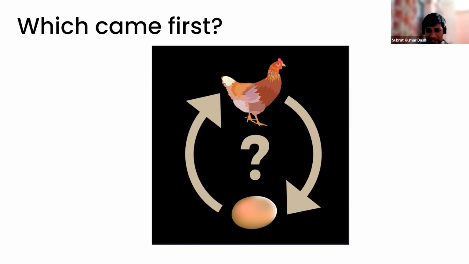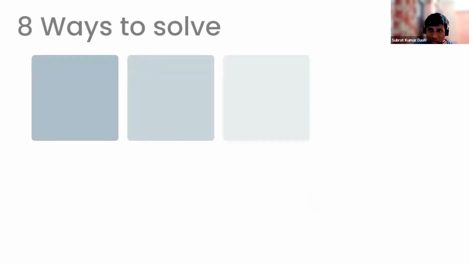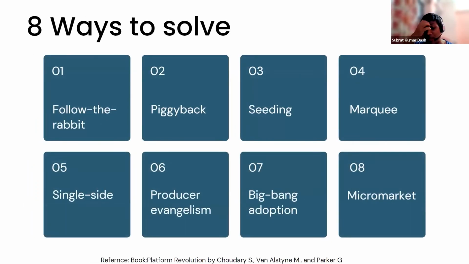If you don't have both sides existing, there is no point, because you can't scale this network effect, which works on scale. To solve this problem, we have 8 ways. There are 8 ways in the book Platform Revolution by Choudary, which suggests how different companies have solved this chicken and egg problem. I will go through them one by one and give an example of how companies solved this challenge, and we can use any of these strategies in the products we build.